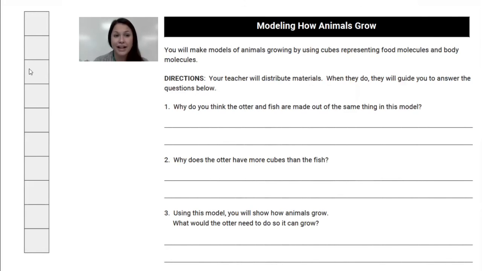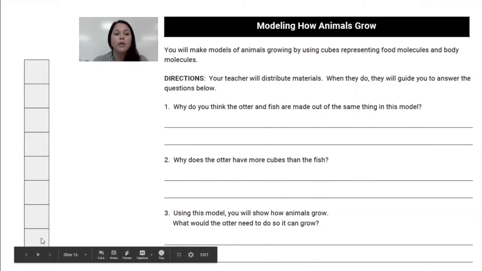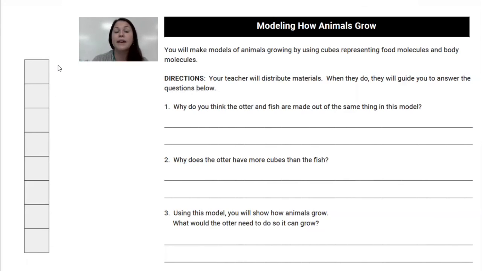Now, after it eats, 3 things happen to this matter. Some of the matter will be added to the otter's body. One cube will become waste, and one will become energy. So there goes the energy cube, and there goes the waste cube. So now, the otter started with 7 cubes, and now it has 1, 2, 3, 4, 5, 6, 7, 8 cubes because it's added that matter from the fish to its body.